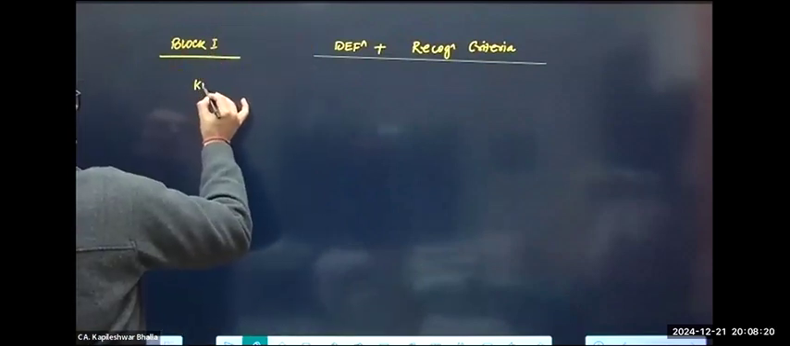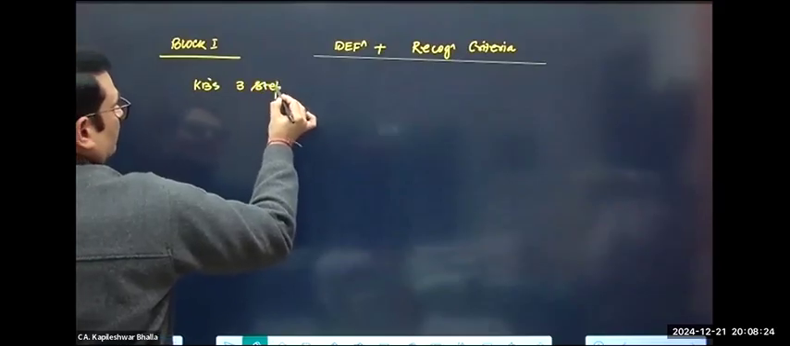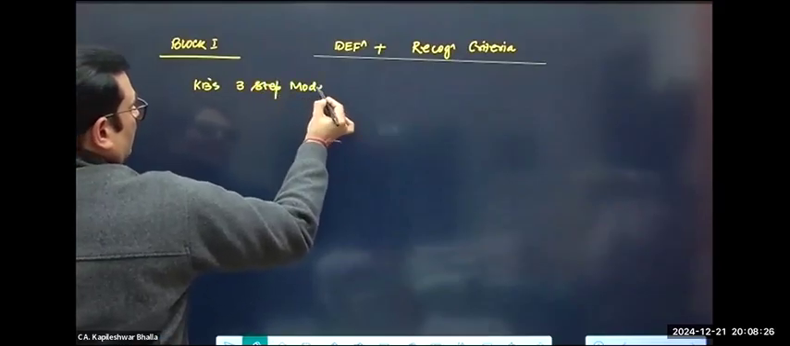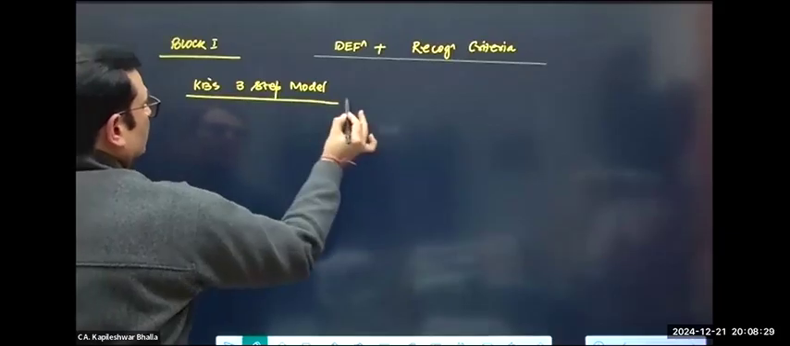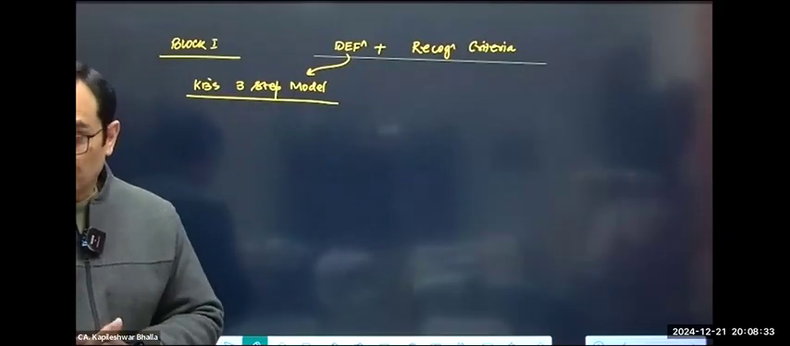So I think let's put this down. I am going to first give you the definition parameters. So KB's 3-step model. Let's have the input in terms of the definition. First of all, let's have the 3-step model.